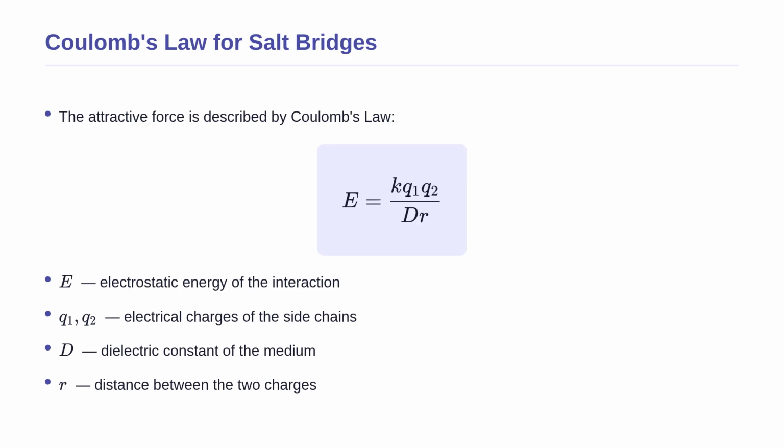Notice the mathematical relationships here. If the distance R decreases, or if the dielectric constant D is very low, like in the protein core, the denominator shrinks and the attractive energy E becomes much stronger, pulling the protein tightly together.